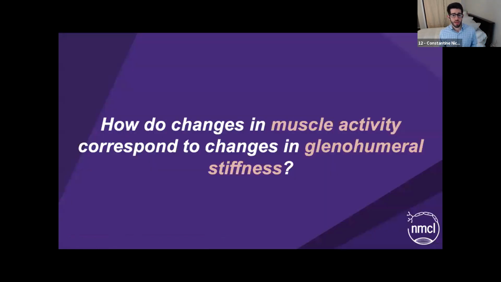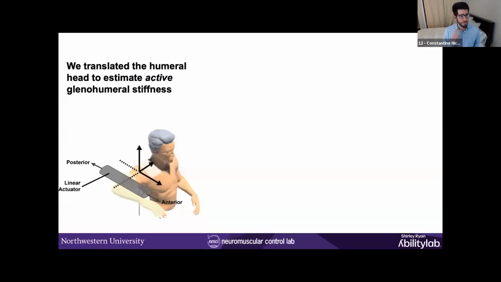And to begin to accomplish that goal, we first asked how do changes in muscle activity correspond to changes in glenohumeral stiffness? And we compared this relationship between rotator cuff muscles and primary shoulder movers. 15 subjects participated in our study, and we translated the humeral head to estimate active glenohumeral stiffness, or the amount that muscles actively increase glenohumeral stiffness beyond the passive stiffness of the joint.